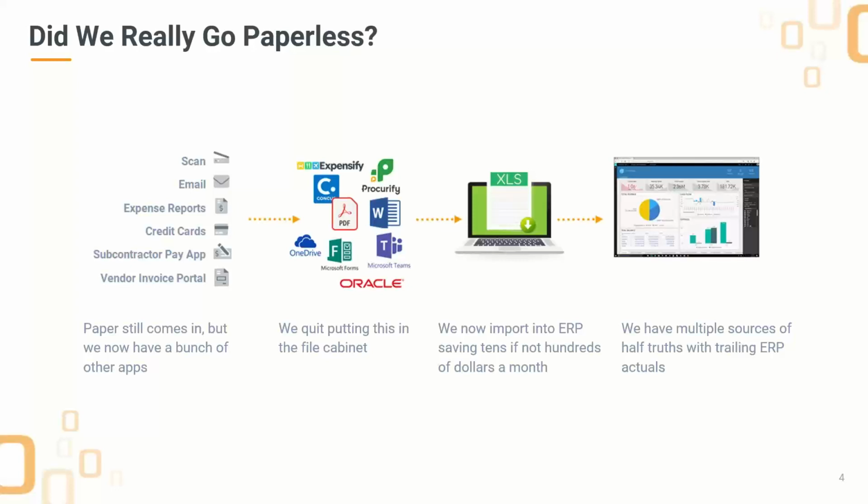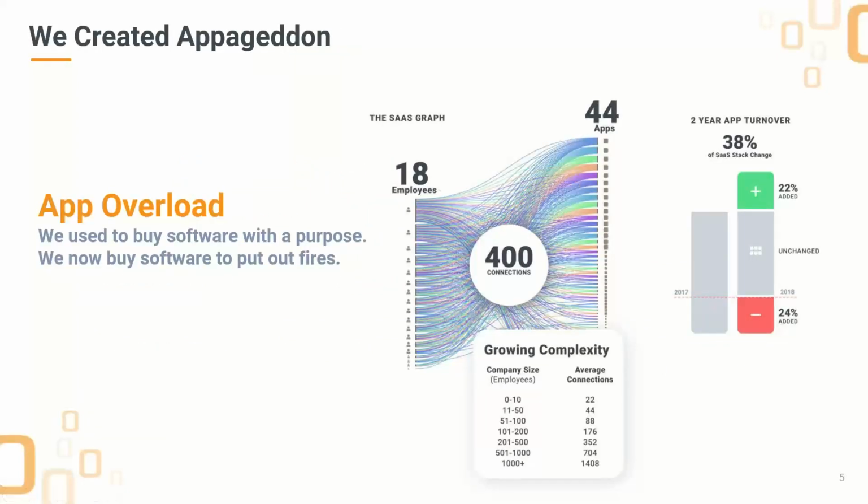SaaS, software as a service, has become the big thing. We pay our monthly bill or our annual bill for whatever perfect product we have for that particular department, and it may be the best out there. But we've got a bunch of A cards in our deck for every department, meaning different apps that are the A players out there. But when we bolt them all together, we really get a lot of half-truths in our ERP system. So this has started to create this thing we call Appageddon, and it really means that we have all these apps that have just stacked on top of each other.